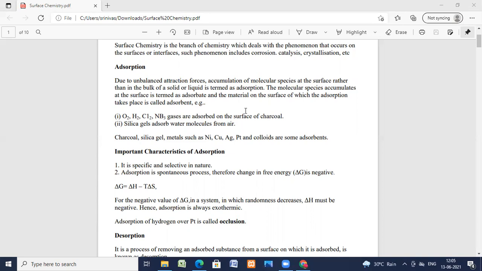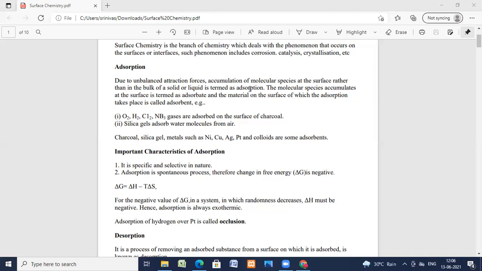Adsorption is the phenomenon of attracting and retaining the molecules of a substance on the surface of a liquid or a solid. Due to unbalanced attraction forces, accumulation of molecular species at the surface rather than in the bulk of the solid or a liquid is termed as adsorption. So it is a surface phenomenon.